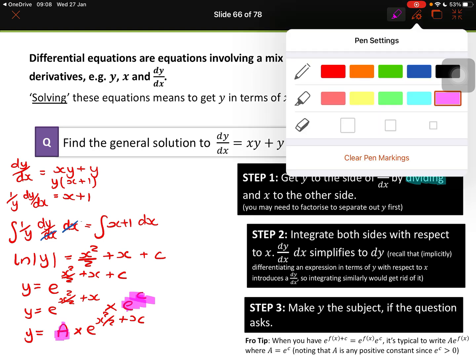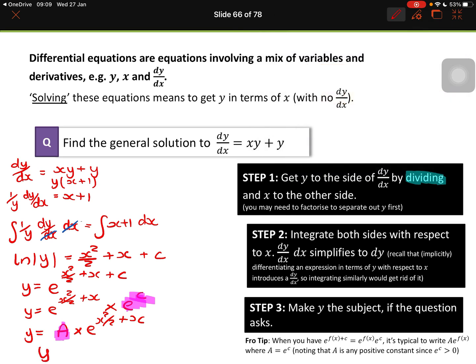And potentially just to tidy it up a little bit, we get rid of the multiply sign. So I'll have a e to the x squared over 2 plus x. Okay, very similar to what we did with our logs and exponentials topic last year. Just to tidy it up, that tends to be the form if you're working with e's and log naturals that they want it in. Okay, and that's the general solution.